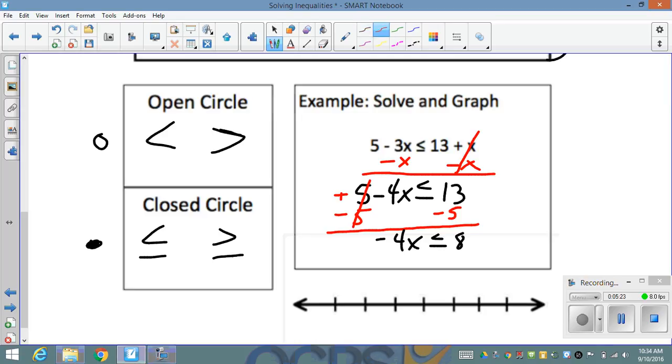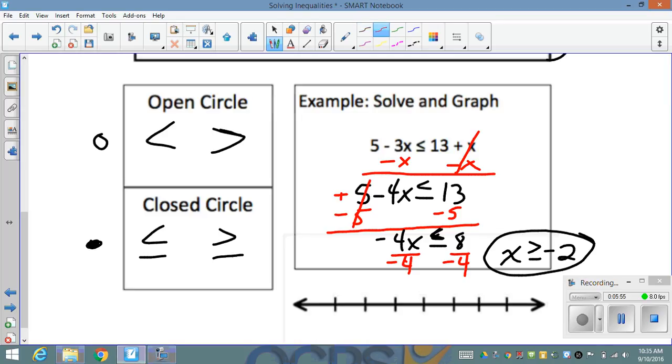My last step here, negative 4 times x is less than or equal to 8. The opposite of multiplication is division. So I'm going to divide both sides by negative 4. Now right there you should have bells and whistles going off in your head. I divided by a negative, so I need to change my inequality signs. I need to change from less than or equal to to greater than or equal to. So that's what I mean when I say flip the signs.